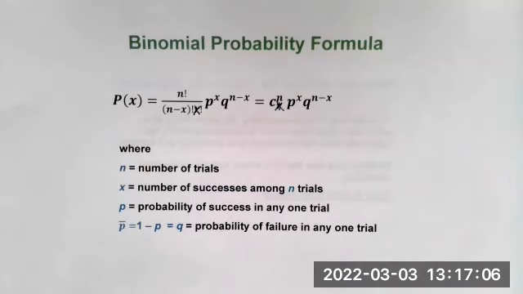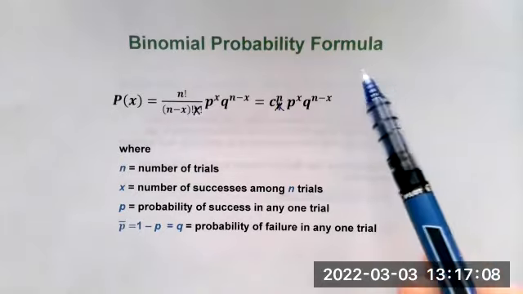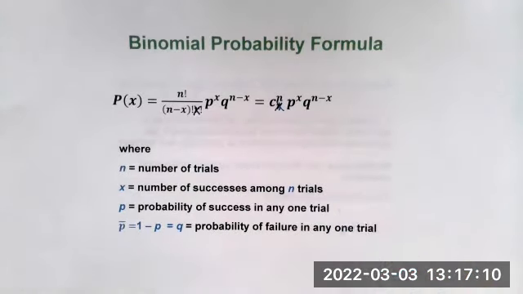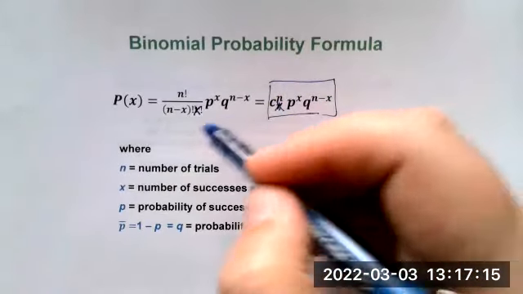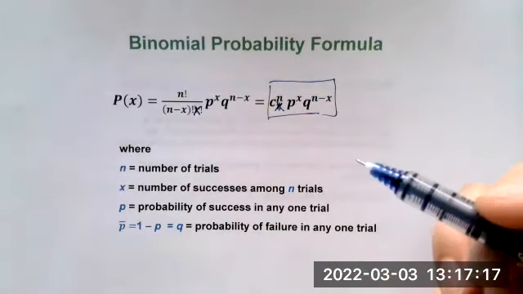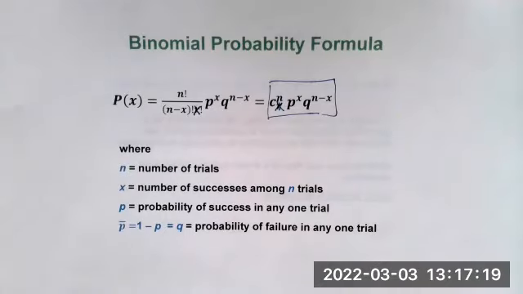All right, so our binomial probability formula looks like this. This is a more compact form of it. This is the expanded form, and we're going to learn how to apply it to an example.